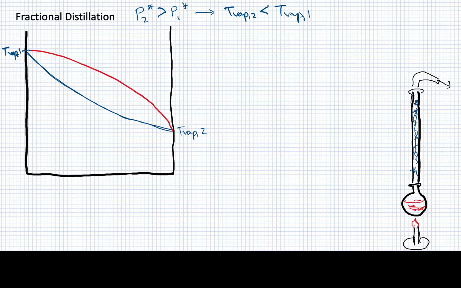I want to look at an application of the temperature composition curve that might be of particular interest to you if you work in a chemistry lab. And that has to do with fractional distillation. It's a common technique we use to separate the components of a mixture.